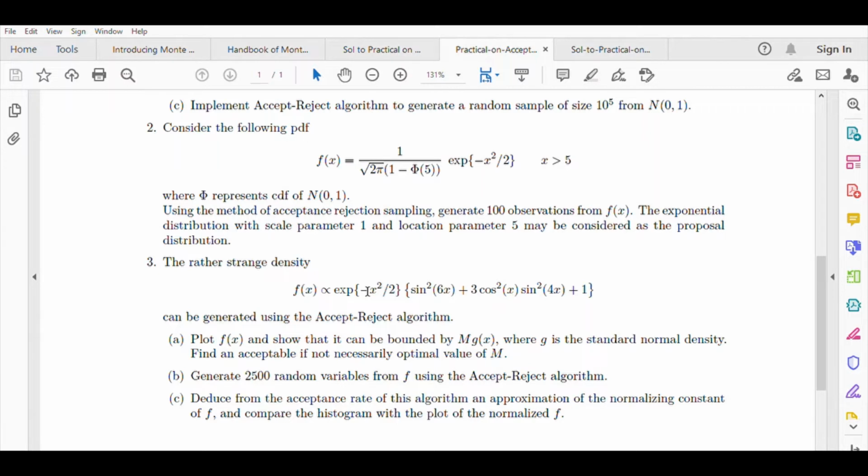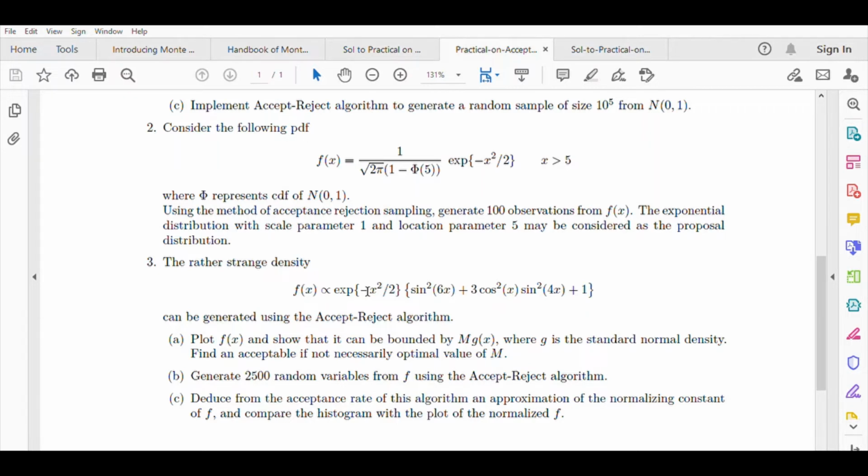So these are the things which we are supposed to do. We are supposed to suggest an appropriate proposal distribution. In fact, a standard normal distribution has been suggested. So we are supposed to show that fx is bounded by this m times gx. So yes, and then we find the value of m. So m is nothing but the upper bound, which we usually denote by c.